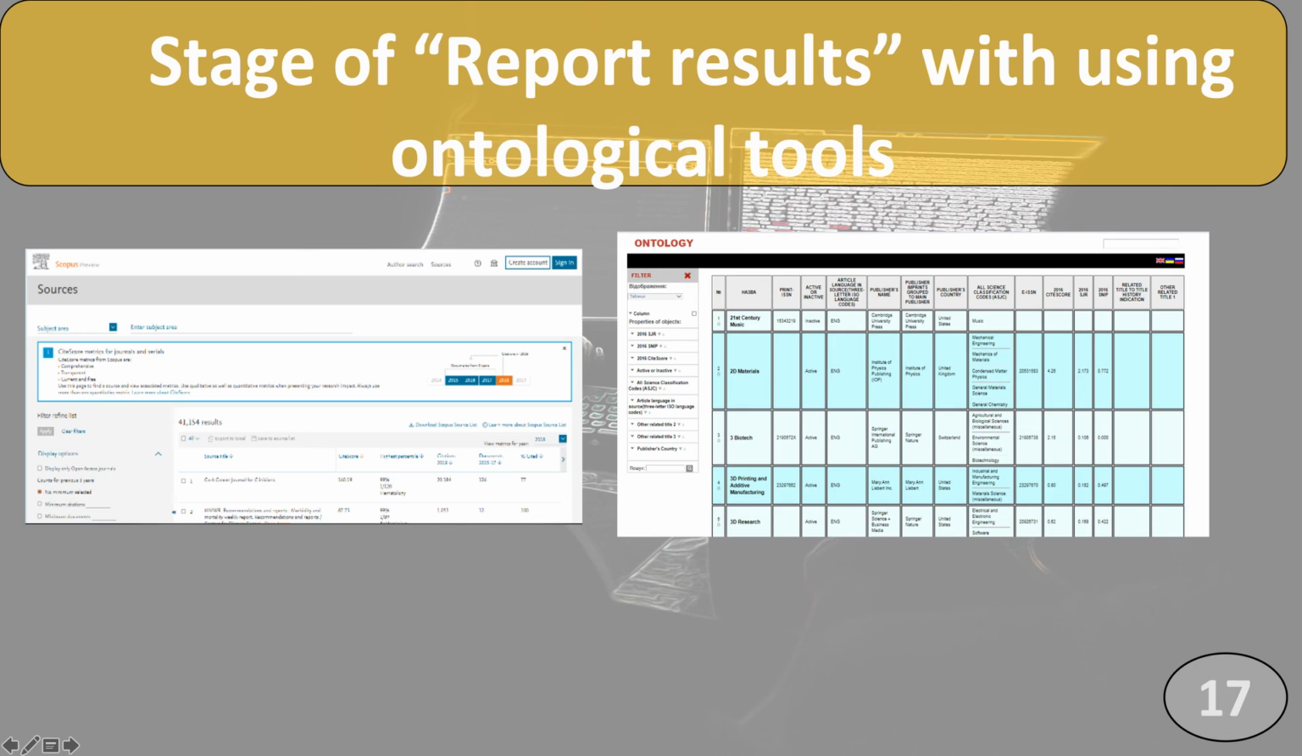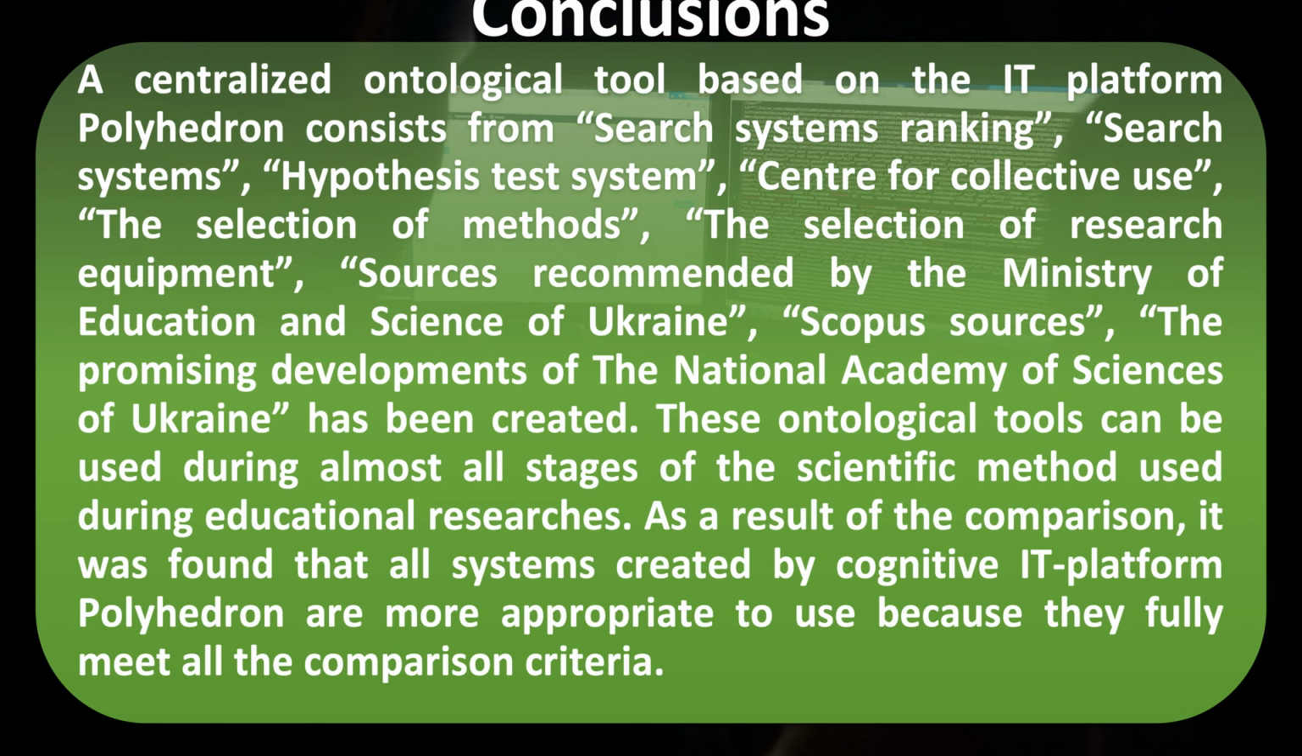As you can see, the non-ontology-based solution provides more detailed information about scientific journals compared to the source recommended by the Ministry of Education and Science of Ukraine. A centralized ontological tool based on the IT platform Polyhedron, consisting of search system ranking, search systems, hypothesis test systems, center for collective use, the selection of methods, the selection of research equipment, sources recommended by the Ministry of Education and Science of Ukraine, Scopus sources, and the promising developments of the National Academy of Sciences of Ukraine, has been created.